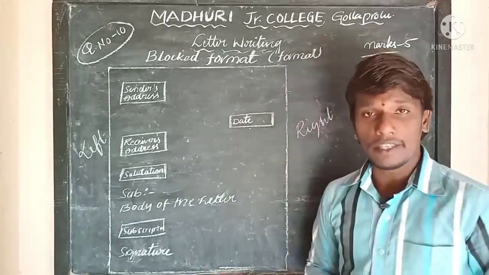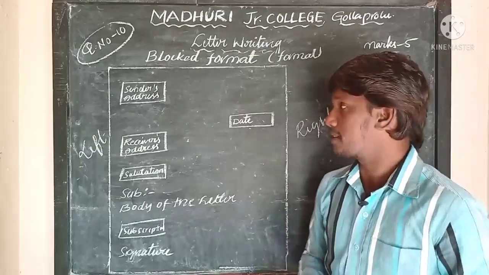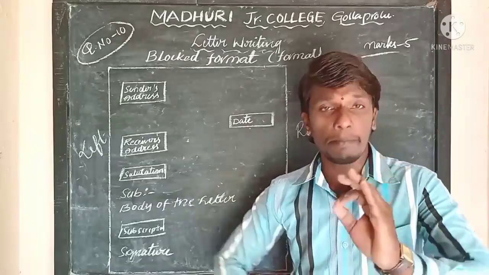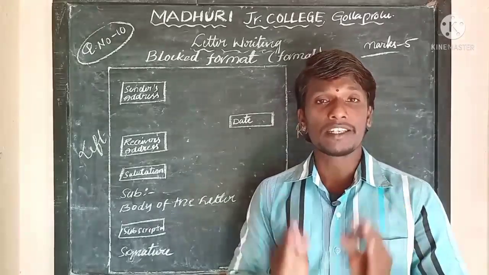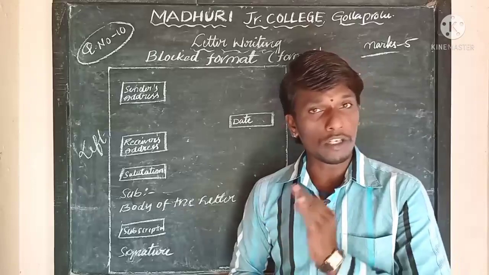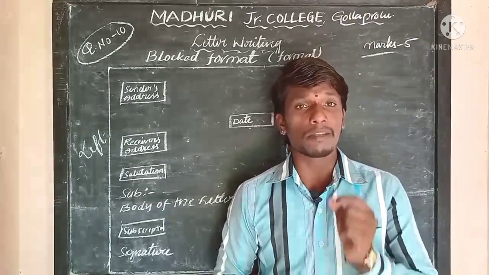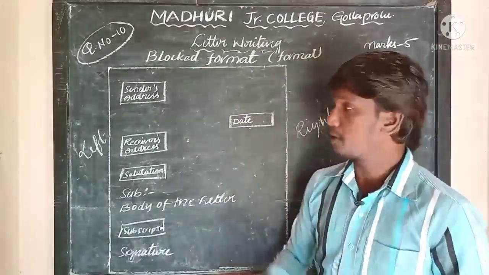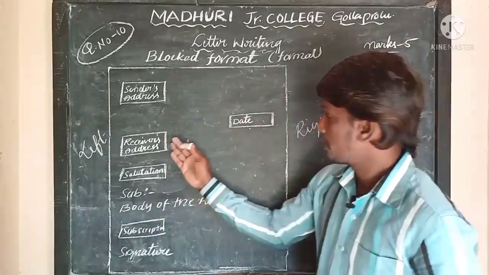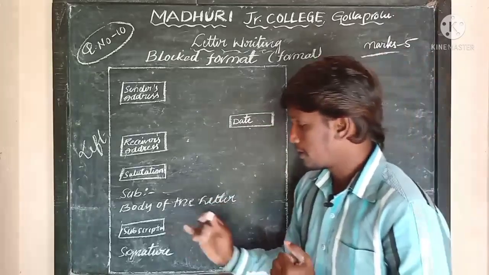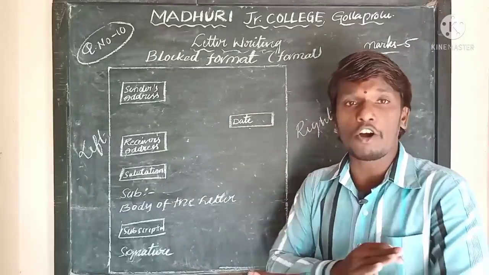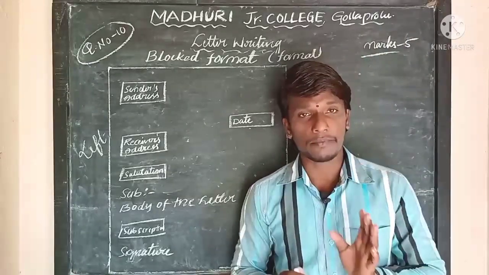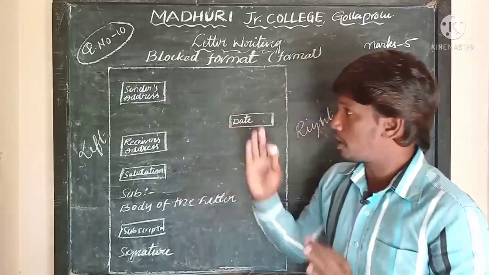And another important thing you should keep in mind is that you should not use any punctuation marks while you are writing any part of the letter except the body of the letter. So you should not omit punctuation marks in the body of the letter, but in blocked format you can omit punctuation marks in the sender's address, receiver's address, date, subscription, signature, all these things. In all parts except the body of the letter, punctuation marks are omitted. I think you understand. This is all about blocked format.